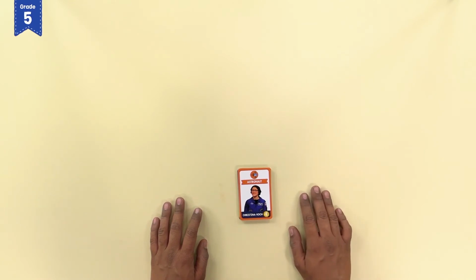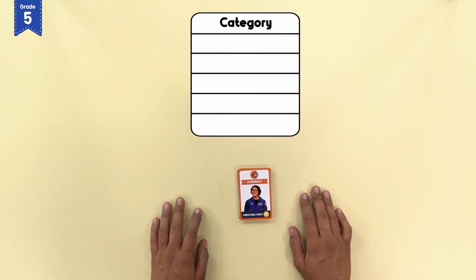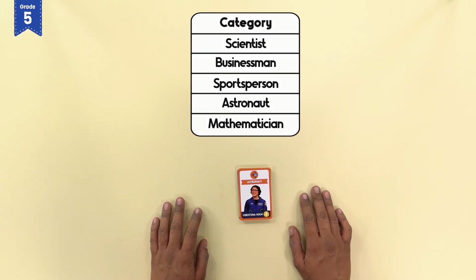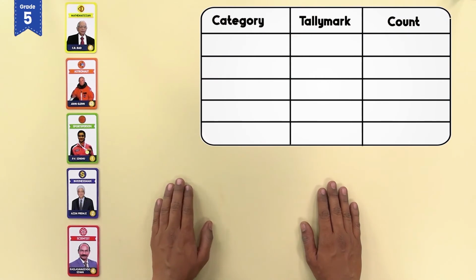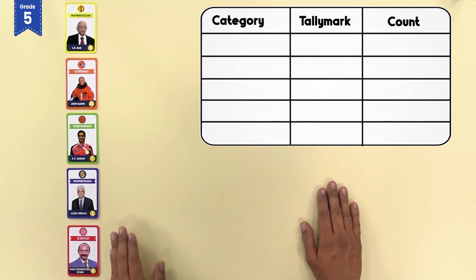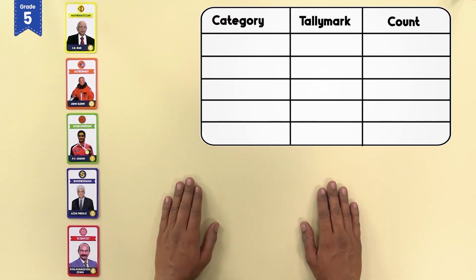Every card belongs to a category out of the 5 categories named as scientist, businessman, sportsperson, astronaut and mathematician. Let us stack the data cards category wise. It's easier to do by matching colors.